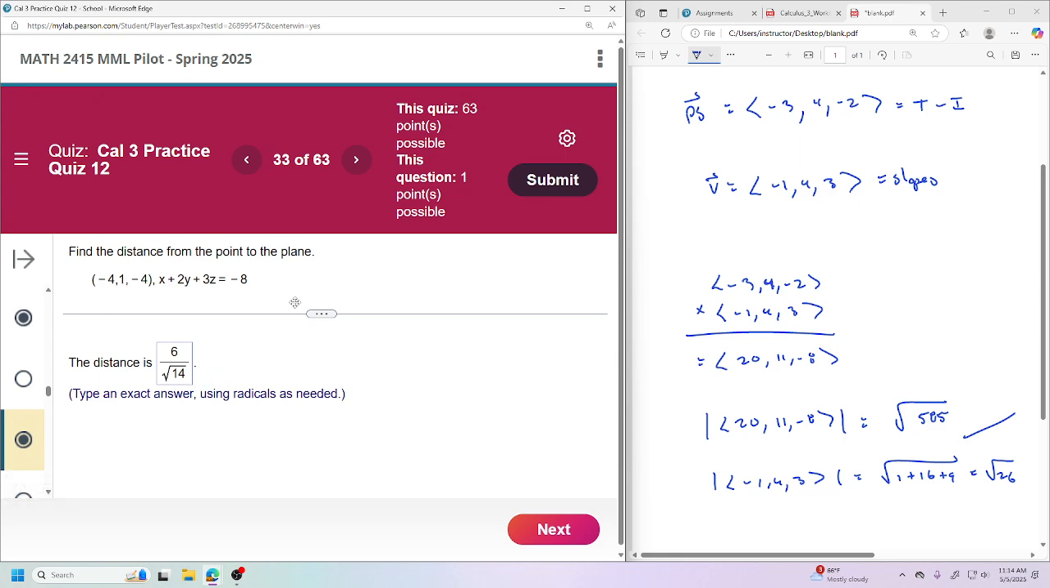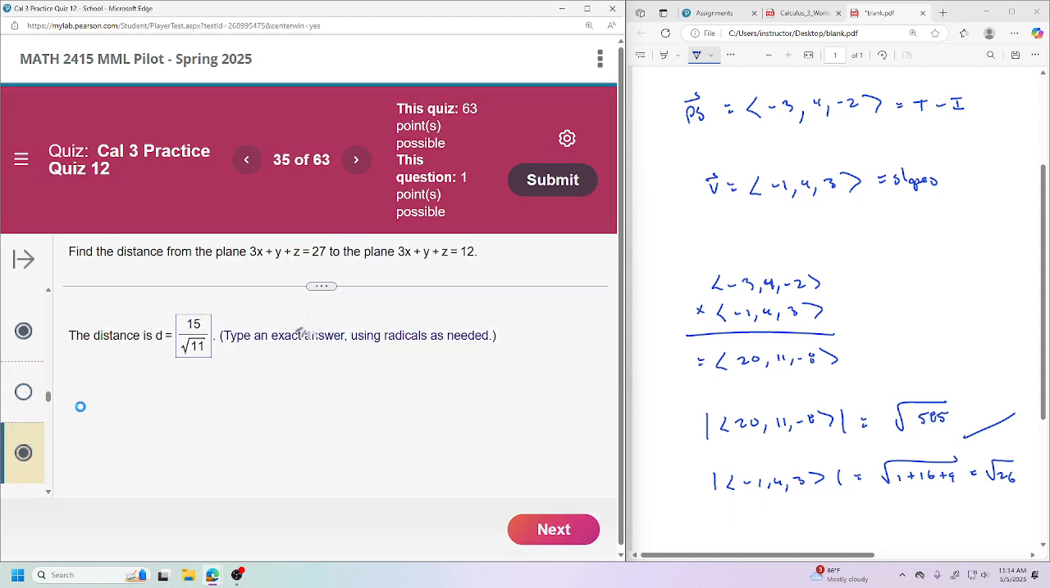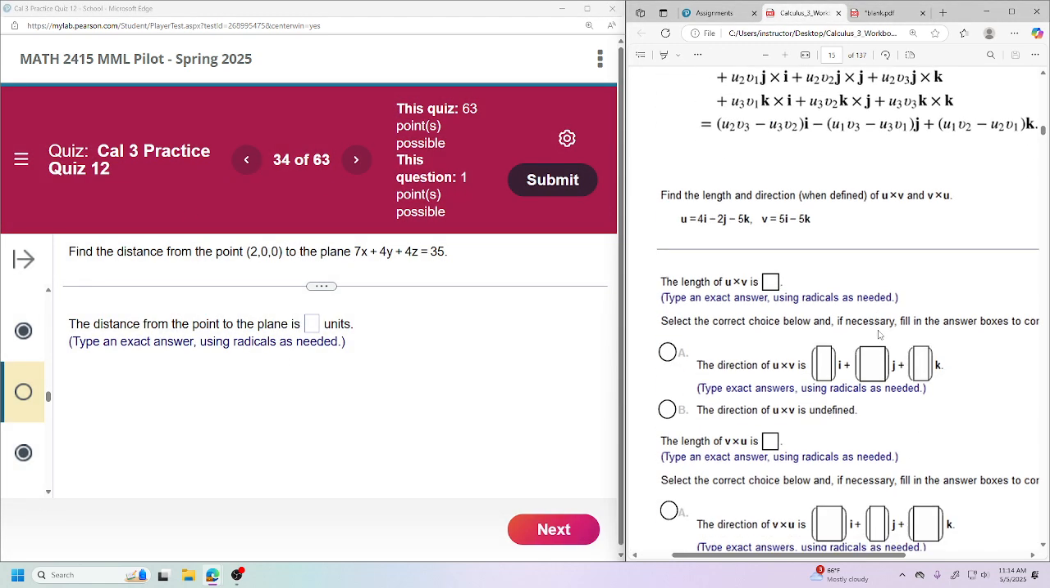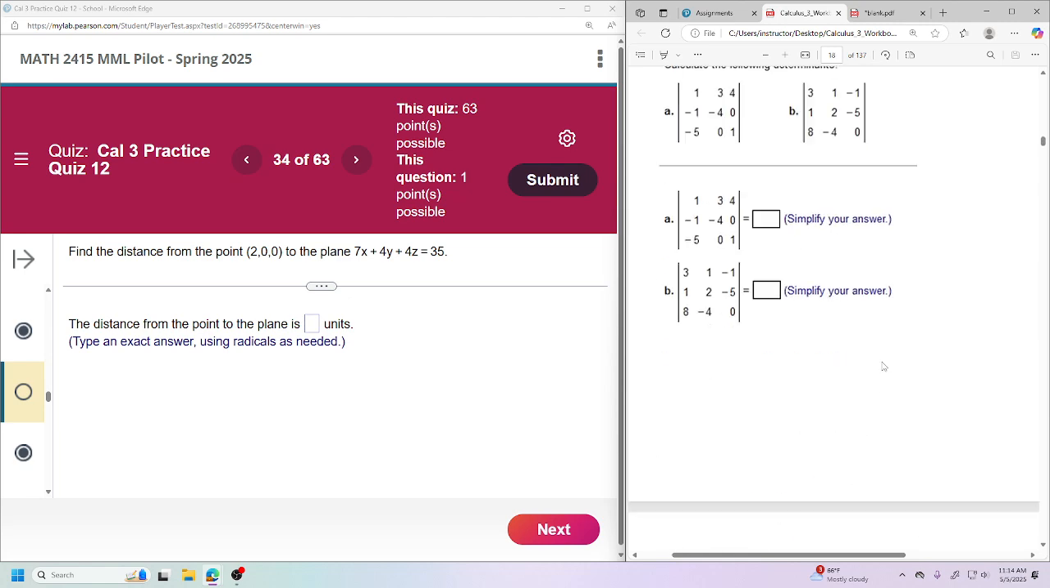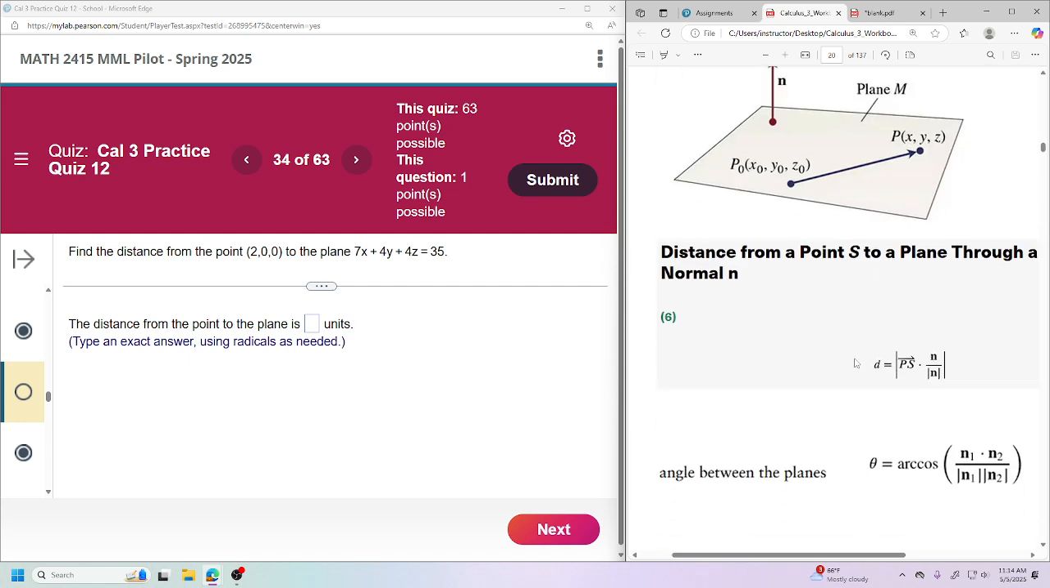So point to a plane. That's another formula. I think this one's probably the same style. It's almost too easy. Plane to a plane, I believe those are all just formulas. Yes, cross products. What cost me the most on the first exam is I just did cross products.